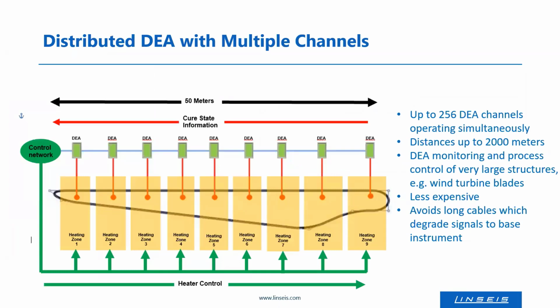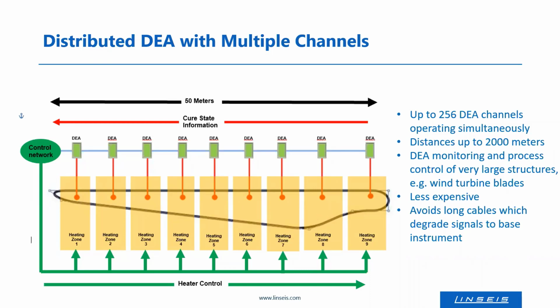Then we can also offer, to customers who have big samples and customers who want to monitor, for example, the curing during the manufacturing process, so-called distributed DEA. So it's a network of DEA channels which are controlled over a central device here. And in this example, a wind turbine rotor blade is shown.